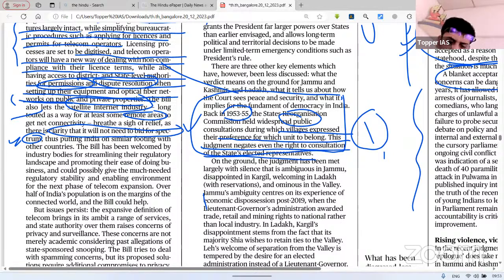So thus putting India on similar footing with other countries. The bill has been welcomed by industry bodies for streamlining the regulatory landscape and promoting ease of doing business. Yes, ease of doing business.